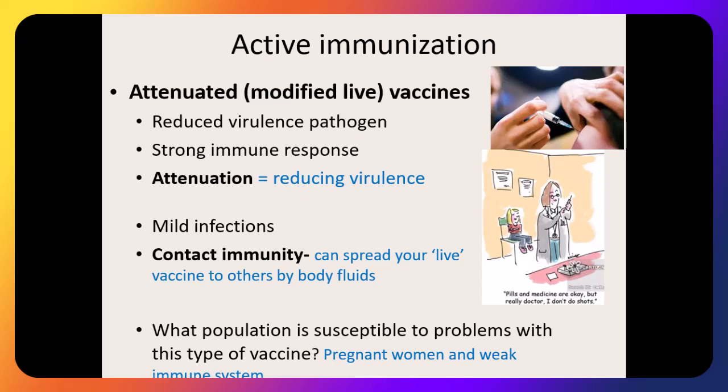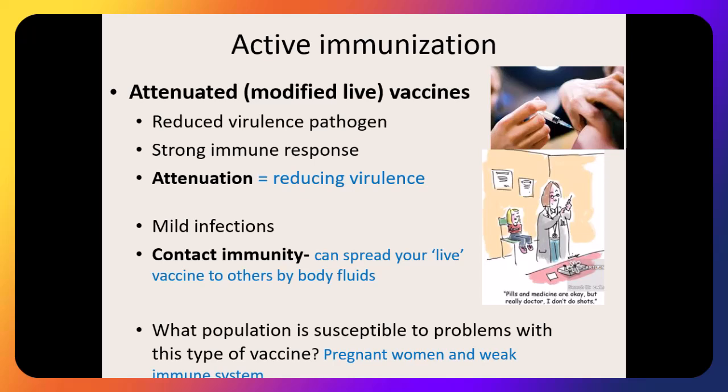Modified live or attenuated vaccines too. Pregnant women or people with a weak immune system. For pregnant women, it's still a foreign object in the body that can still reproduce. And because we're expecting strong immune system responses and because we don't always know and want to take the risk of how it might affect a developing fetus, we don't ever give pregnant women attenuated vaccines.